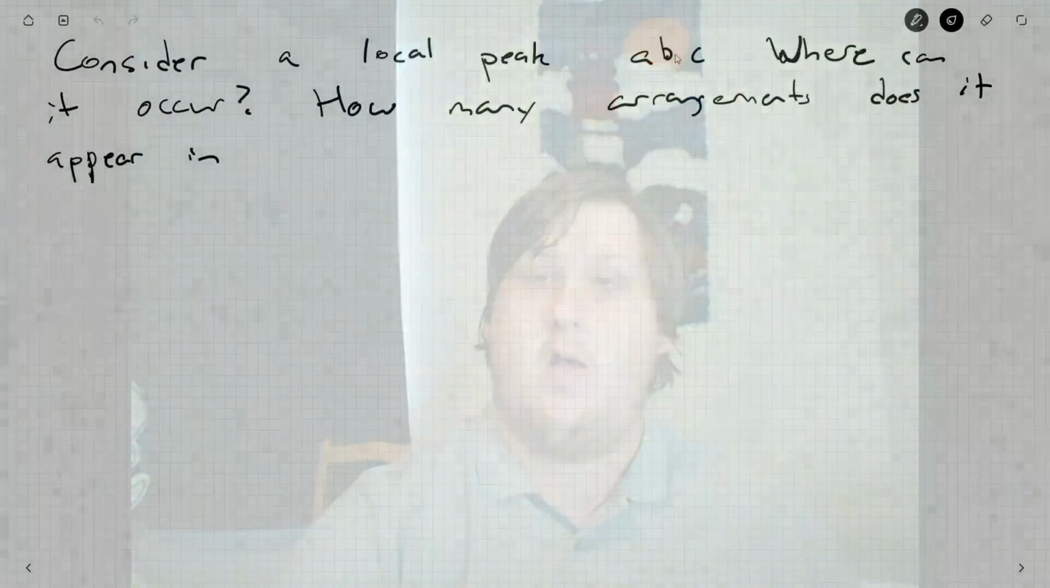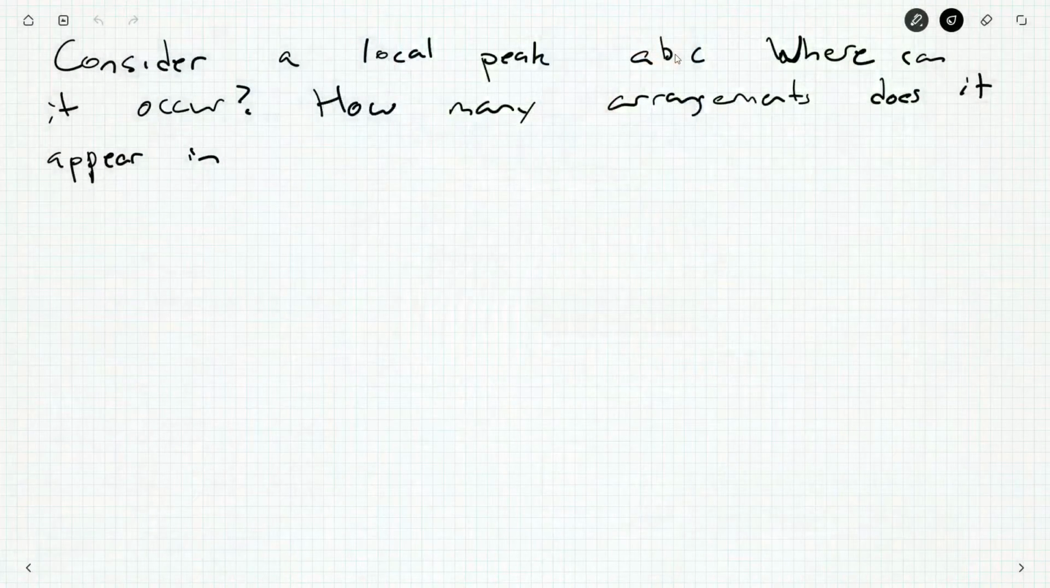Well, how do we know how many arrangements something can occur in? That's B part. That's B part. So what we do is we consider A, B, C all together.